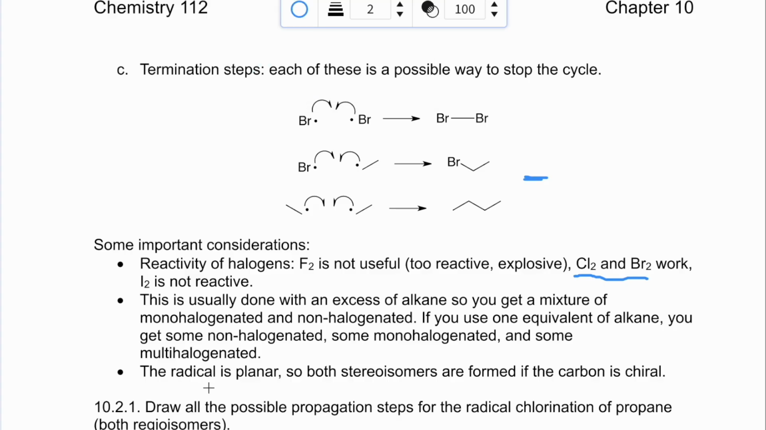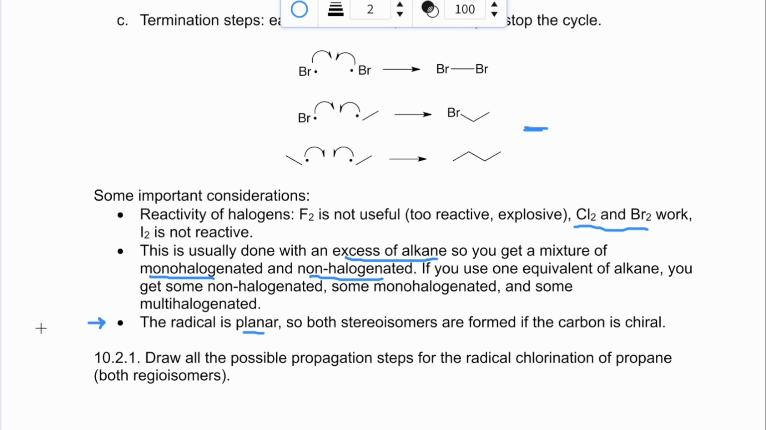So you would not be able to control that each alkane is getting 1 halogen. And so usually you use an excess of the alkane. So you would use 3 or 4 moles of the alkane and only 1 mole of bromine, and then some of the alkane would remain unreacted, but the alkane that did react would, for the most part, only get 1 halogen. So that helps control how many halogens get onto the alkane. And then we did already mention that the radical is planar, so any stereochemistry you have would be lost.